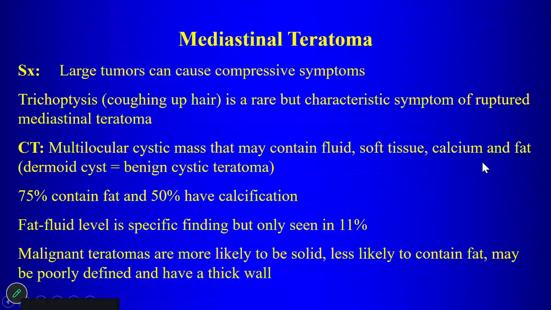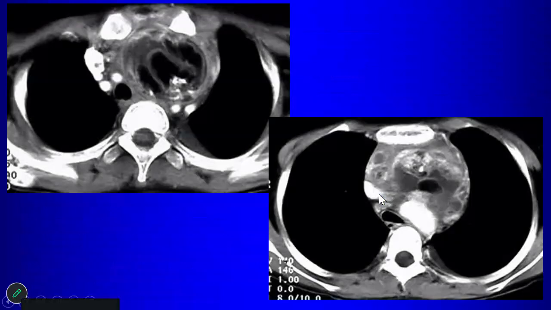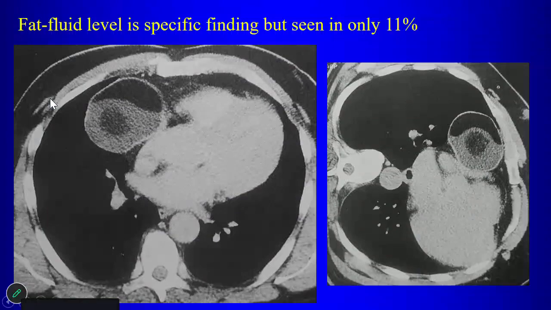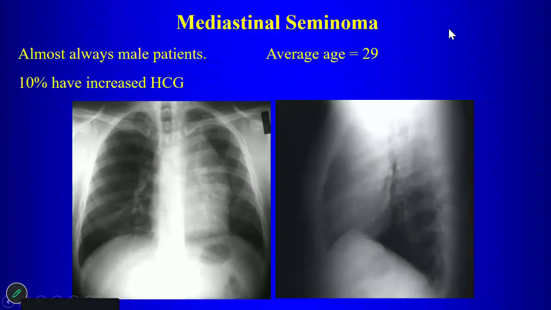So soft tissue, calcium, fat. Fat is the most specific feature and fluid within these lesions. 75% have fat, 50% have calcification. A small percentage can have a fat fluid level, which is a very specific feature for these teratomas. Right? So if you see fat within the lesion, calcification within the lesion, then we're dealing with these germ cell tumors, teratomas. Another example, some fat in the lesion, some fluid there within the lesion. And here's a nice fat fluid level, right? So that's a dermoid there. So that is also a germ cell tumor.